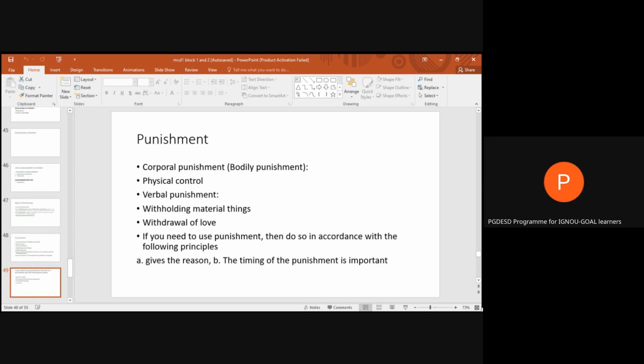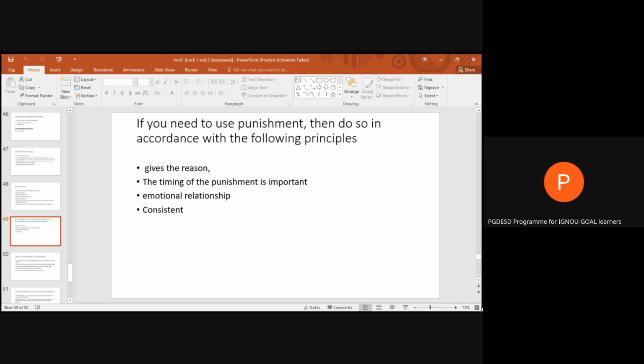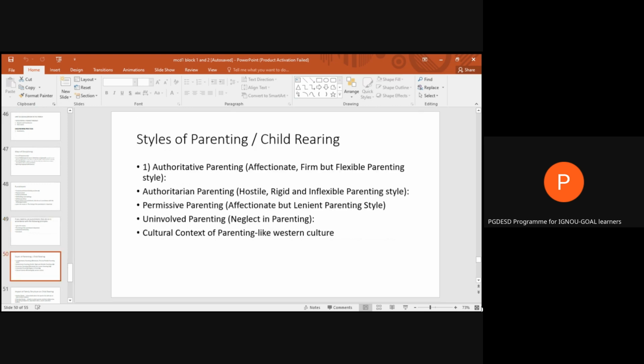Fair and mild punishment, we just discussed this. Style of parenting: authoritative parenting, an affectionate, firm, but flexible parenting style.